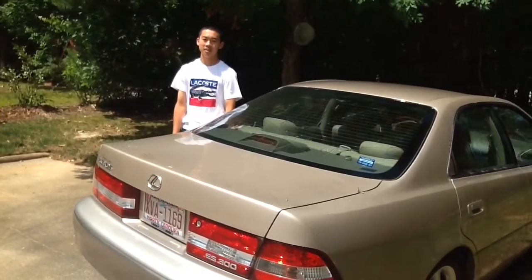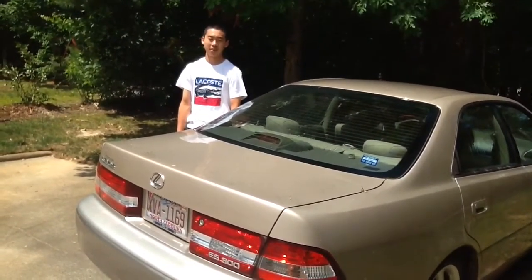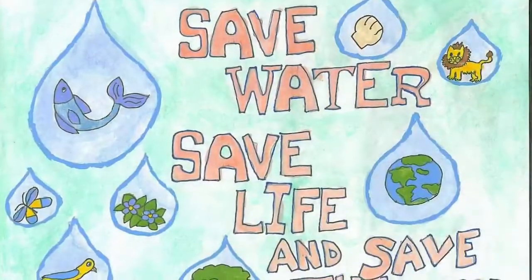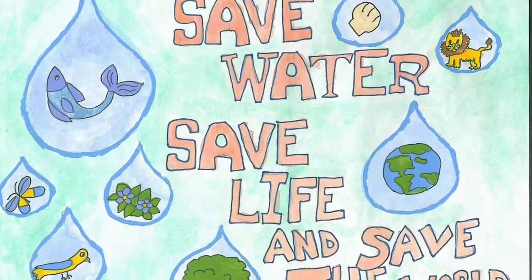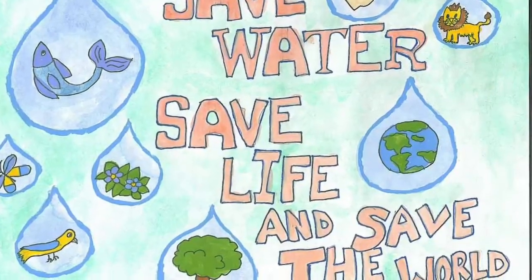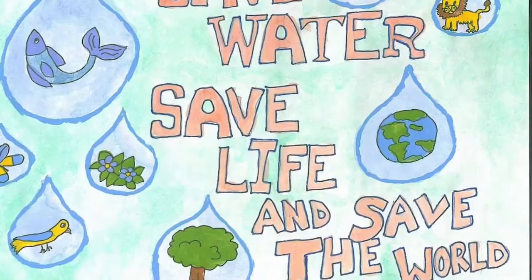A hose wastes 6 gallons of water per minute. Use a bucket of water to wash your car. Take showers instead of baths. Showers use 10 to 25 gallons, while baths use 70 gallons. Remember, save water, save life, and save the world.